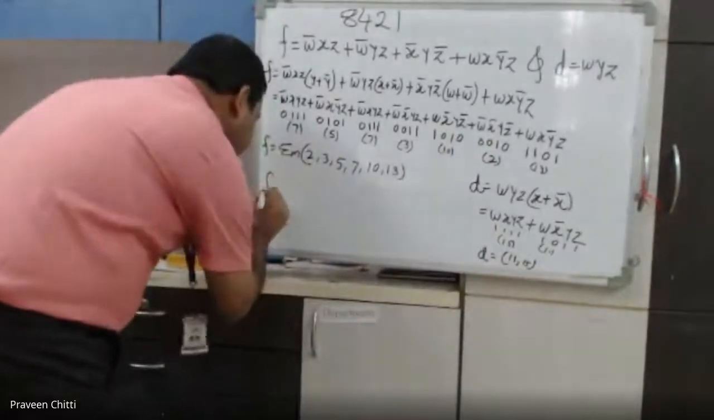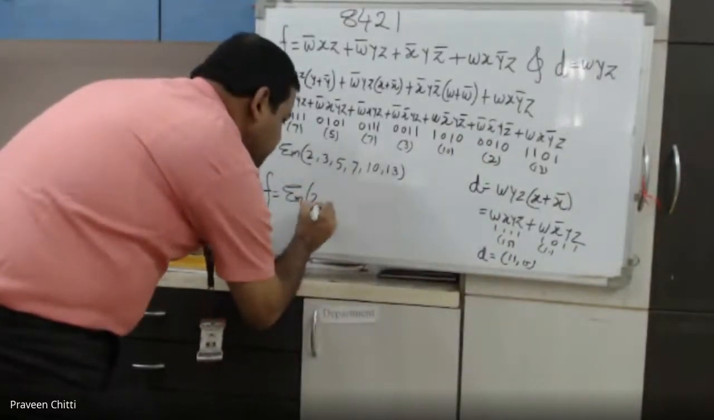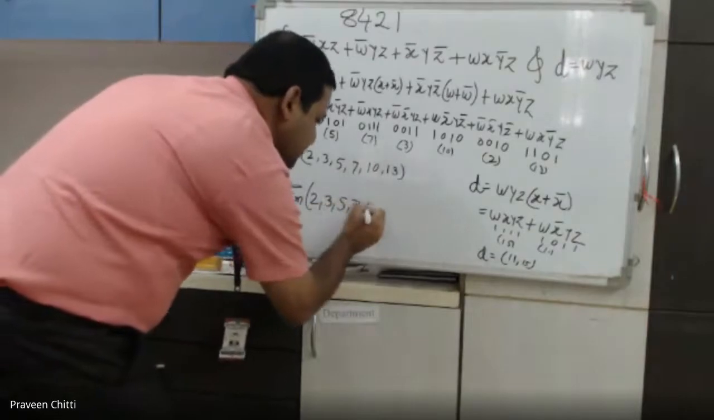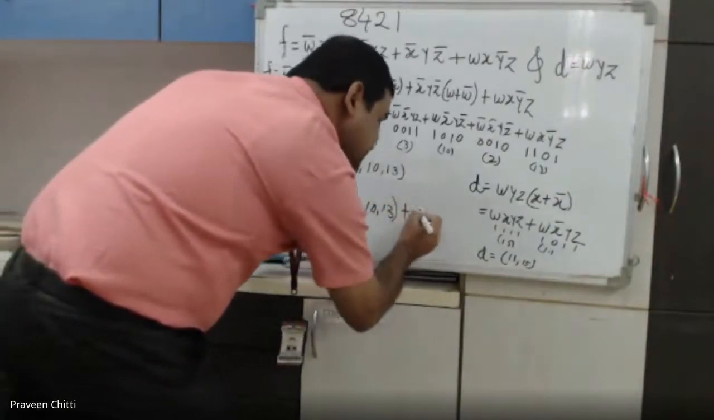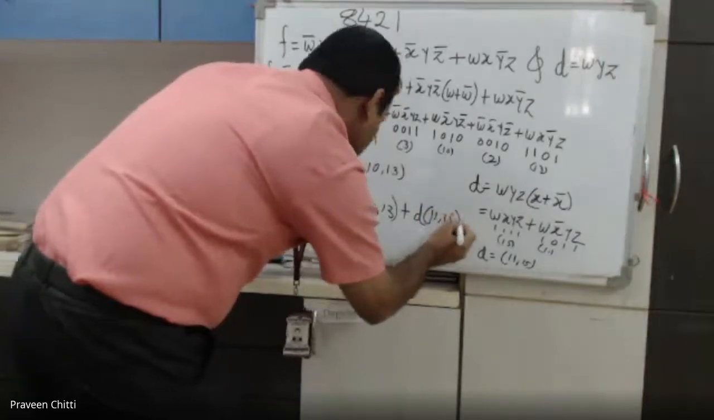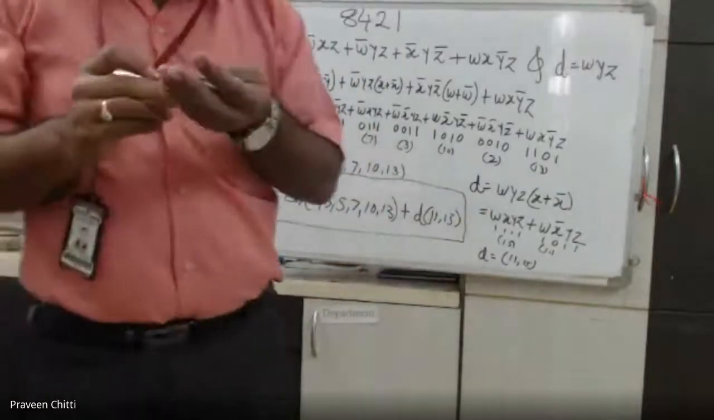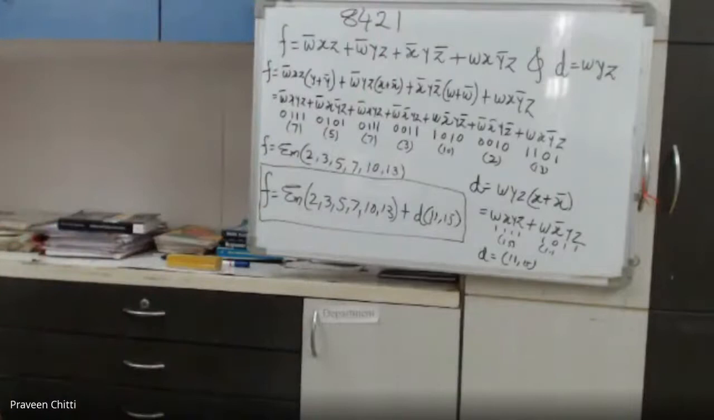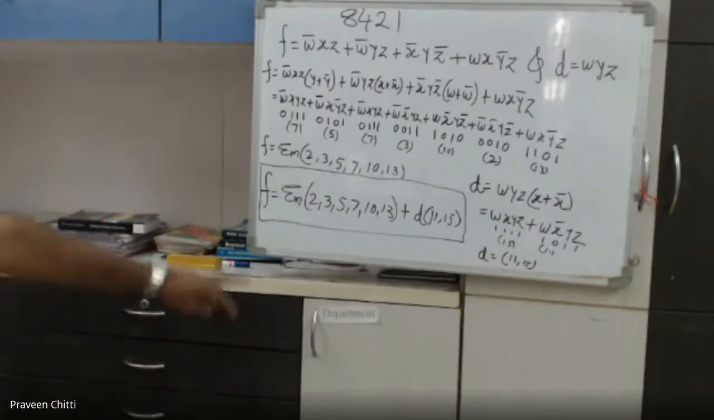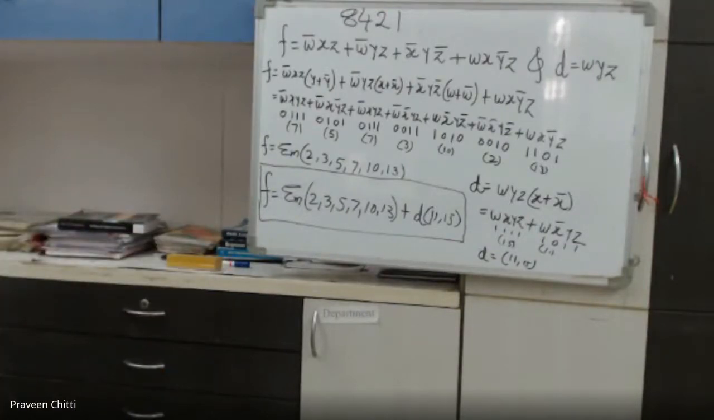So finally I can write this F as sigma m of 2, 3, 5, 7, 10, 13 plus D of 11, 15. Now I hope the remaining part you can do. This is your starting point. Instead of giving the canonical SOP expression directly, they have given it in some other form and we have brought it to this form.